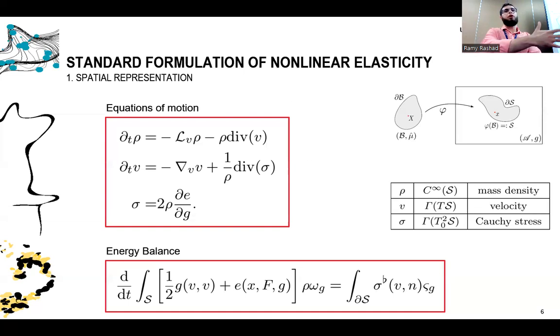And one thing is to be coordinate invariant so that in the end, when we do a structure preserving discretization, the code works for all coordinates. We don't need to worry about Cartesian, polar, and whatever. So that's for the spatial representation.